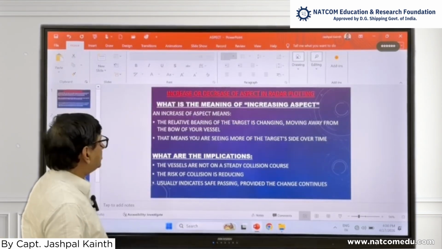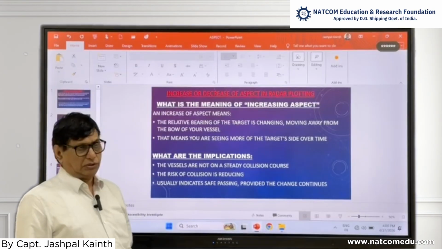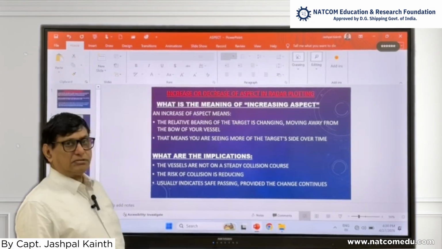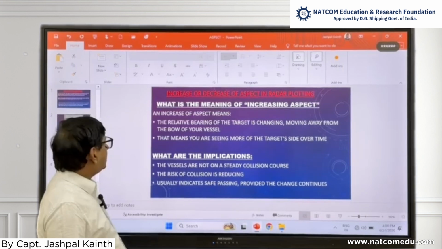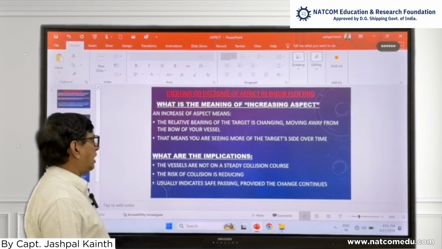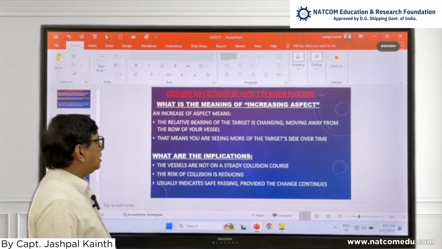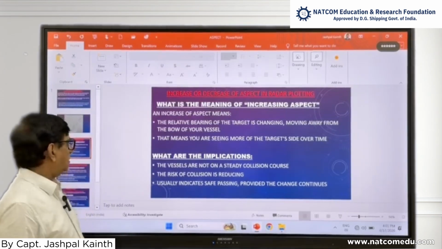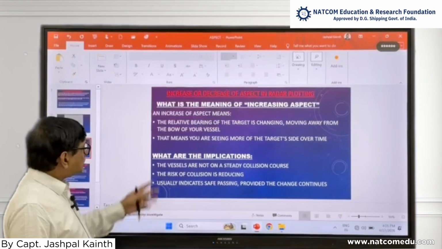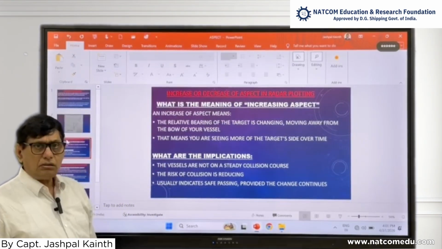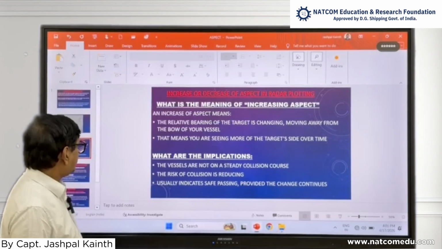Increase or decrease of aspect in radar plotting. What is the meaning of increasing aspect? An increase of aspect means the relative bearing of the target is changing or moving away from the bow of your vessel. That means you are seeing more of the target's side over a period of time.